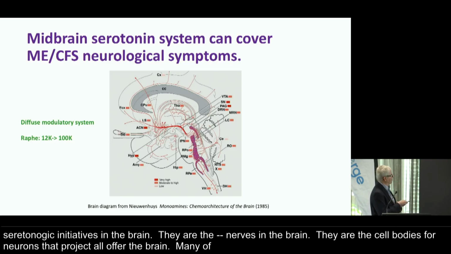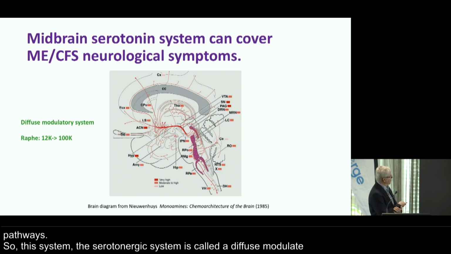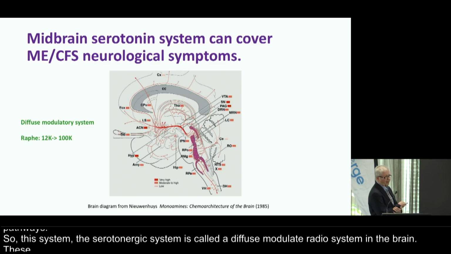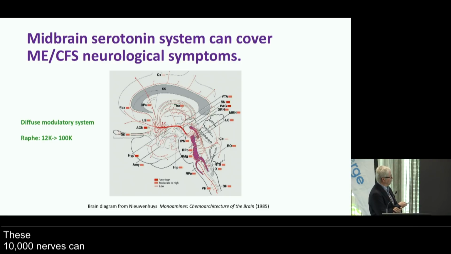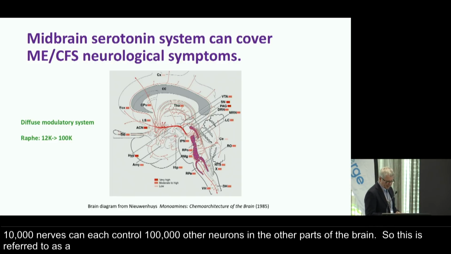have these pathways. So this system, the serotonergic system, is called a diffuse modulatory system in the brain. That is, these 10,000 nerves in the Phair nuclei can each control 100,000 other neurons in the other parts of the brain. And so this is referred to as a modulatory system. Serotonin then is a modulatory neurotransmitter.